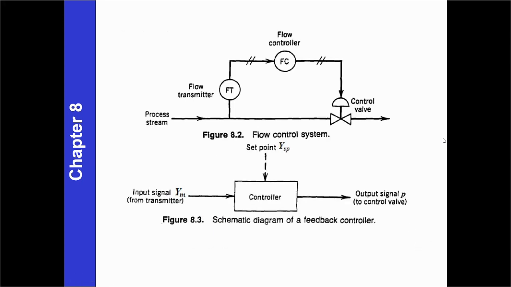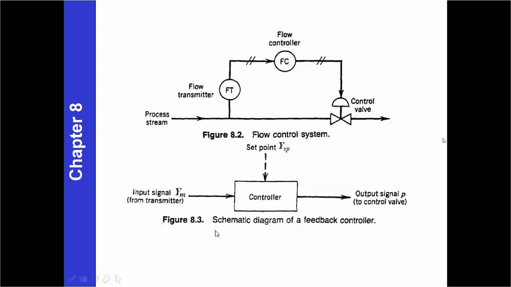Coming back to our flow control system. For example, the water coming into the tank, the process stream going into the tank, is controlled by the valve here. The control valve is monitored by a flow transmitter, which measures the flow velocity, and also the flow controller.